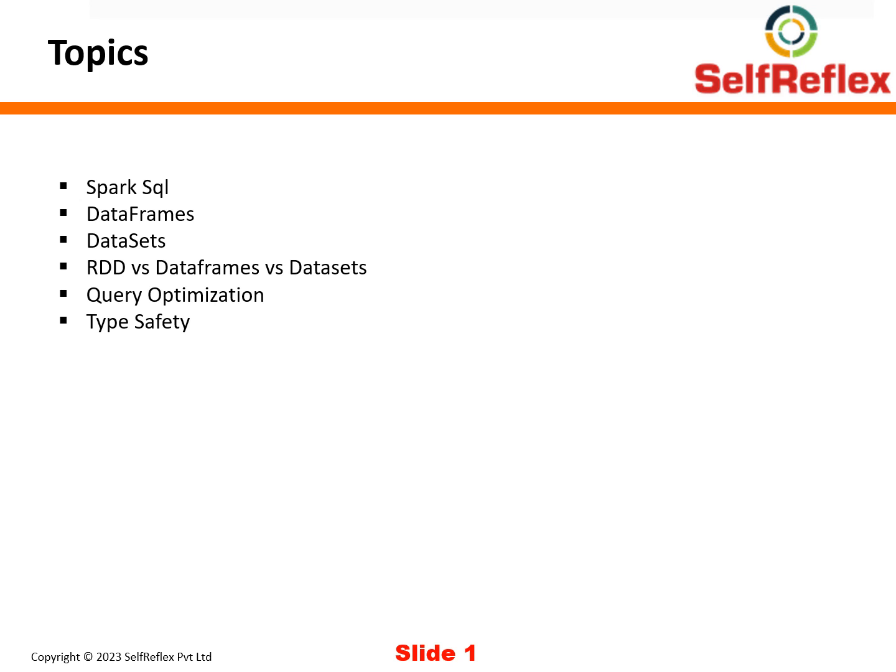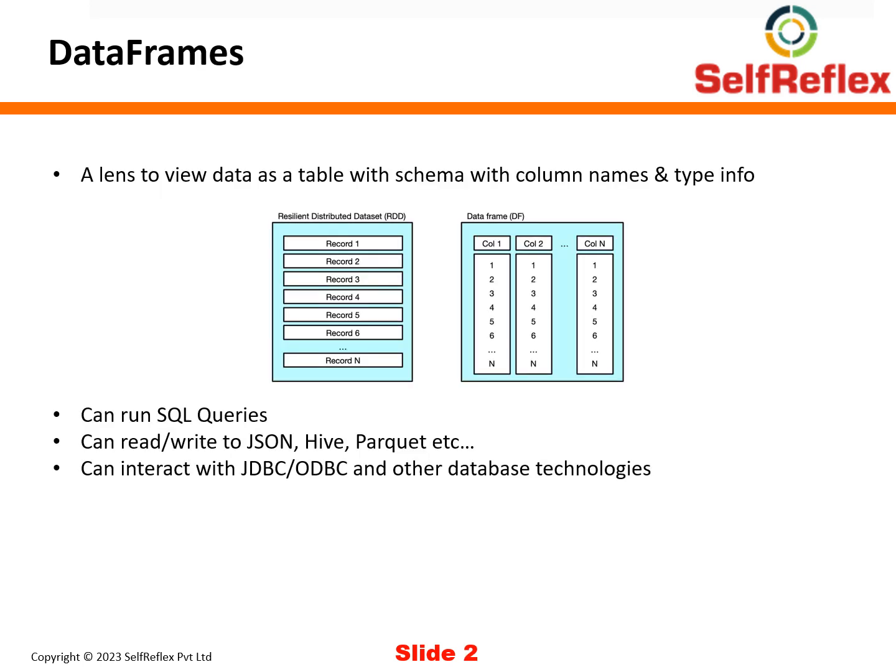Now, because most of the data analysis problems can be described in terms of a SQL command, this layer makes the life of Spark developers really easy to solve these problems. In today's session, we'll learn about Spark SQL, data frames, and datasets. We'll also see how they are different from RDDs. We'll understand what query optimization is, which comes bundled with these APIs, and we'll see what type safety is. All right, so let's dive deeper.